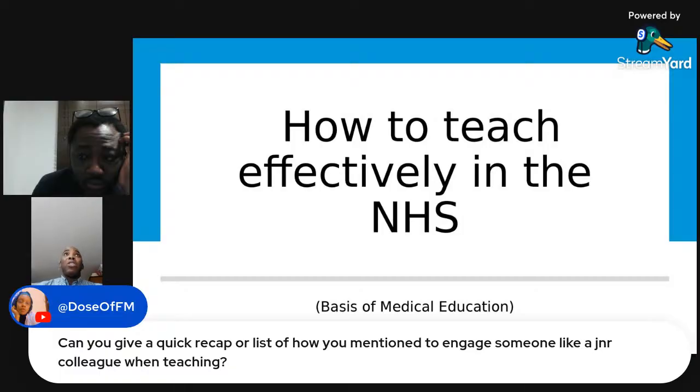After the deconstruction phase, you want to find out whether your junior colleague understands. That is when you take them through the comprehension phase. You ask the junior colleague to explain it back to you. Then you go to the final stage of performance. So that approach is demonstration, deconstruction, comprehension, and performance.